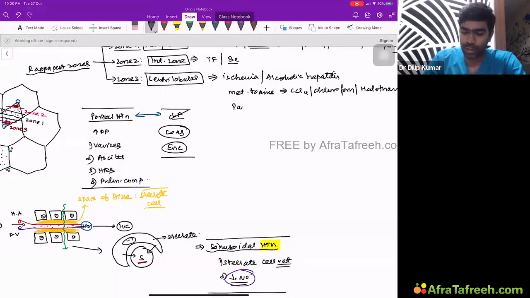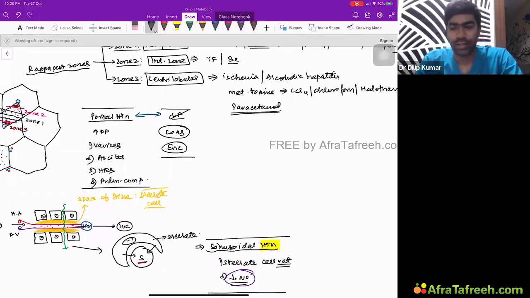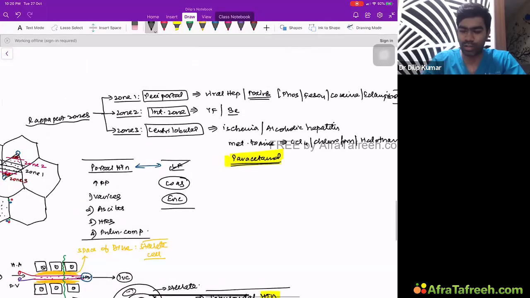And of course, paracetamol poisoning. The reason why in paracetamol poisoning is because you have so much of cytochrome P450 enzymes, and the highest concentration of cytochrome P450 enzymes will be seen in the centrilobular zone only, and that is the reason why paracetamol poisoning typically causes centrilobular necrosis. So the most important here is paracetamol causing centrilobular necrosis, but other things, if you want, you can remember.